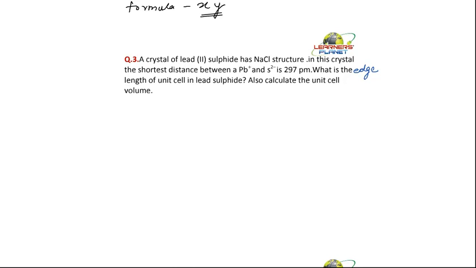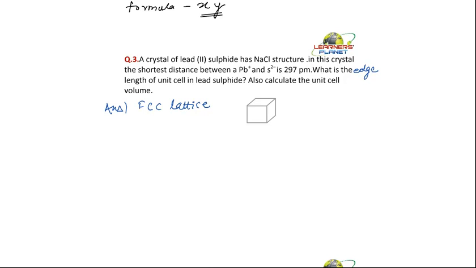Now what we have got, first of all, see that a compound is crystallizing in what type of unit lattice. So your lead sulfide is crystallizing in NaCl structure, that is NaCl has an FCC lattice. Right? Now what is it saying? The shortest distance between Pb2+ and S2-, that is, it is talking about the nearest neighbor distance, right?